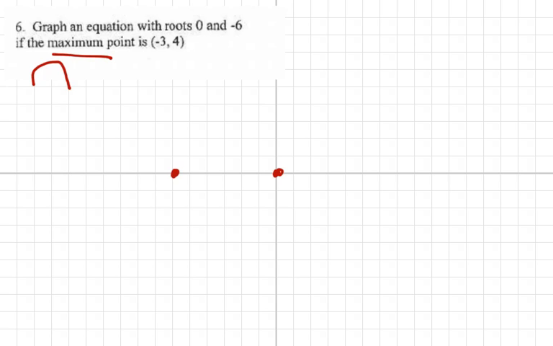Negative 3, 4. So you have to draw the best parabola that you can. It doesn't have to be perfect. You know the high point, you know the roots. So try to hit all of your points. There you have it.